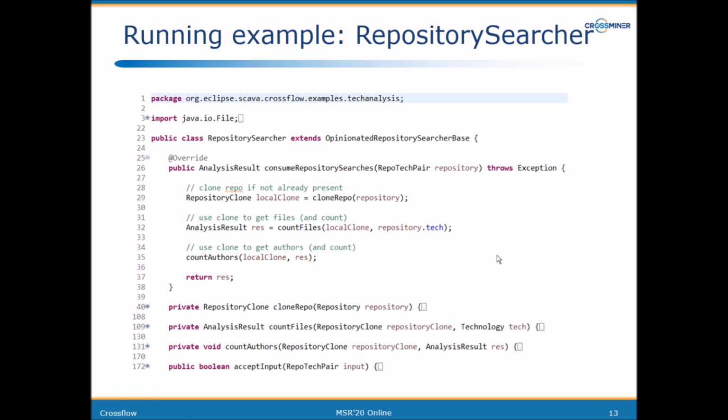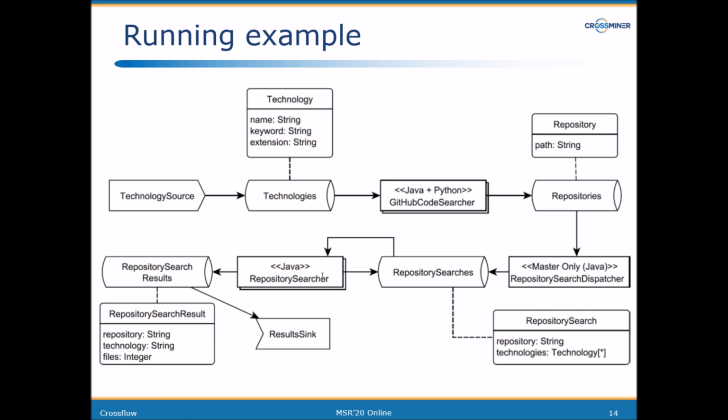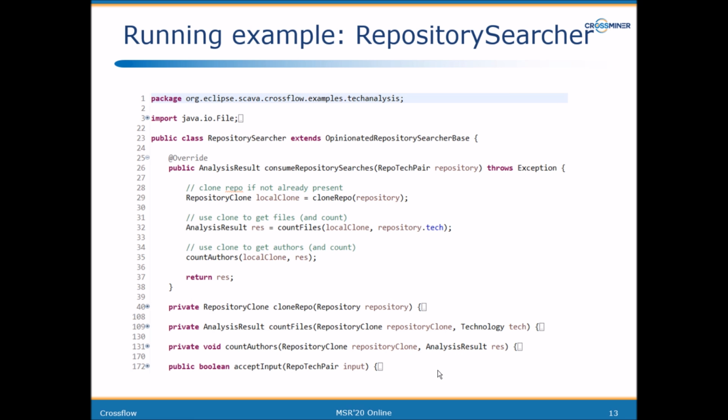Notice, in the repository searcher task, there is an arrow going back to the repository searches queue. This is because this task is an opinionated task and can reject jobs based on the logic written in its accept input method. When such a job is rejected, it is returned back to the originating queue, in this case, the repository searches queue, so it can be resent to a different node to be analyzed.